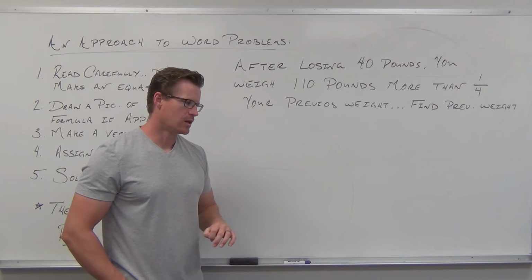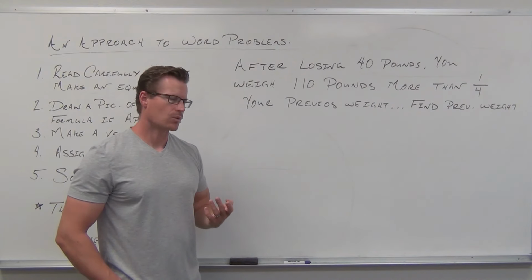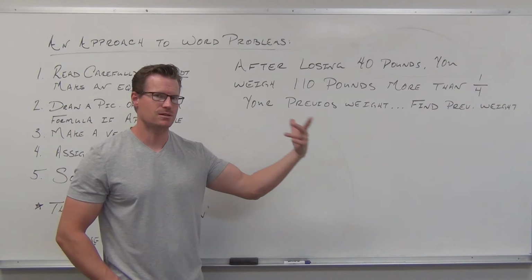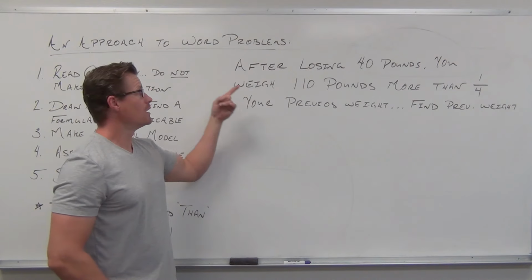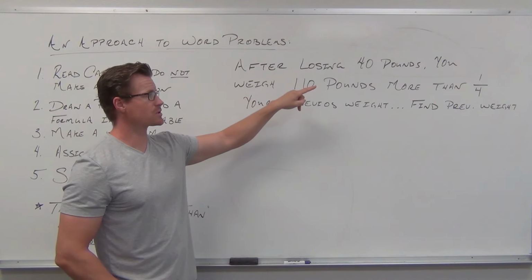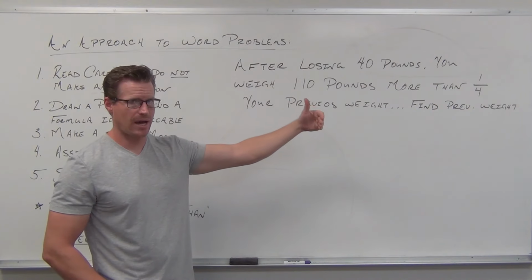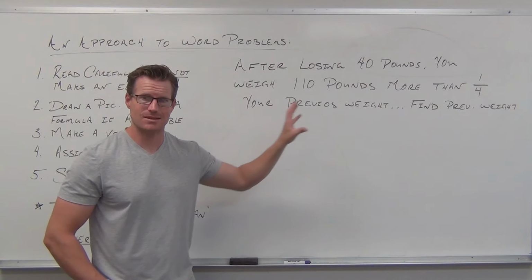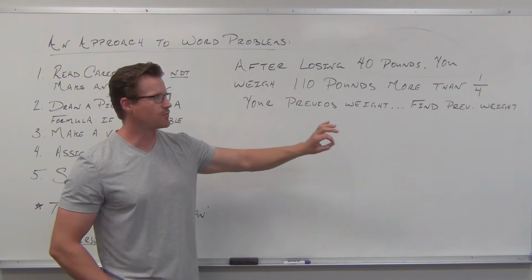Find the previous weight. So let's talk about the setup here. We're going to make a verbal model. We're going to assign a variable. We're going to relate the variable back to this. Let's read it one more time and try to get a lot of what's going on here. After losing 40 pounds. So after losing, that's one of those reference things. So we're losing pounds from something. This is like a subtracted from or a less than. So I'm going to be subtracting 40, not 40 minus, subtracting 40.